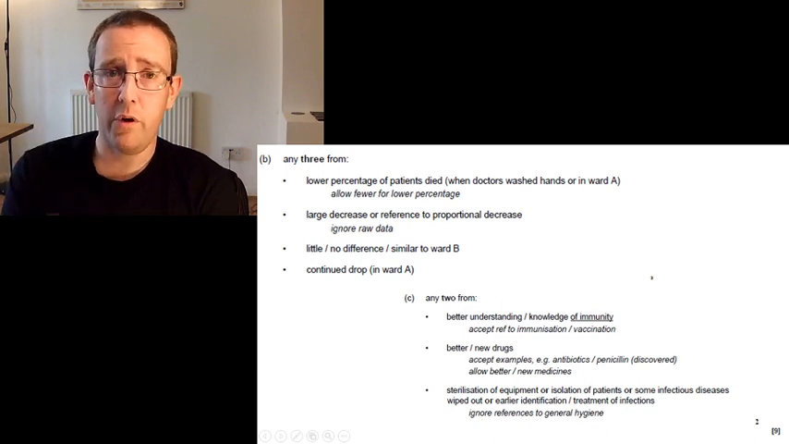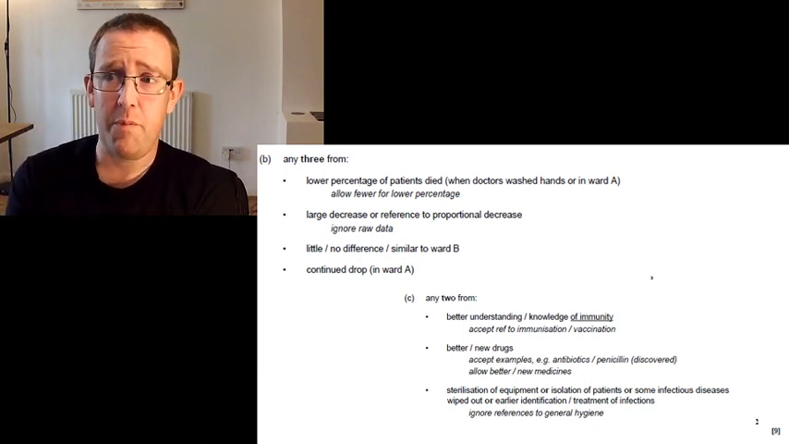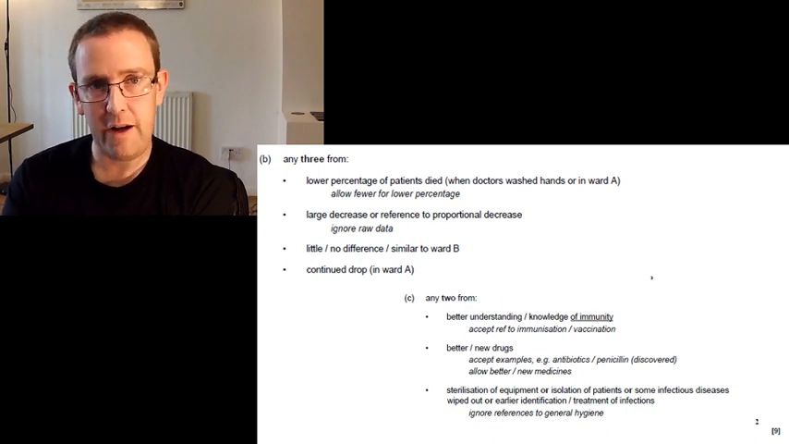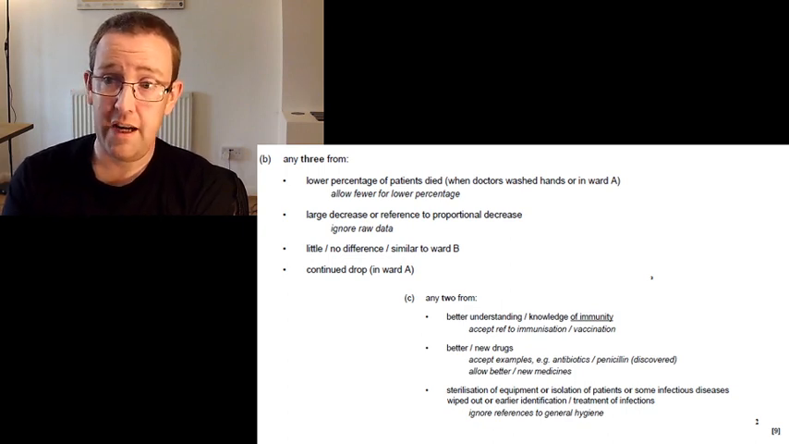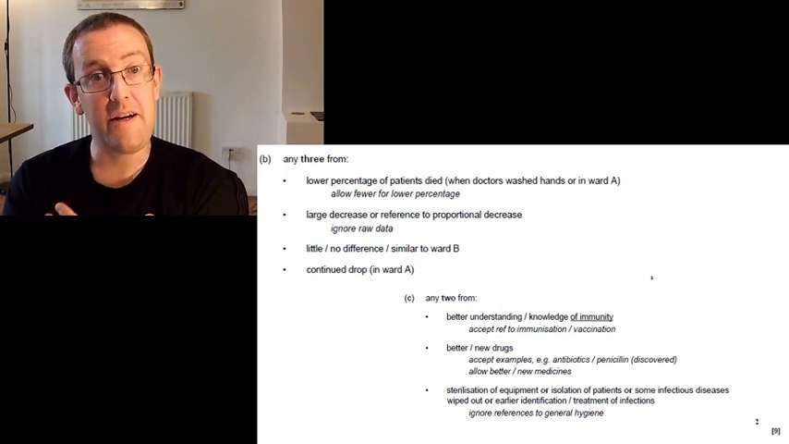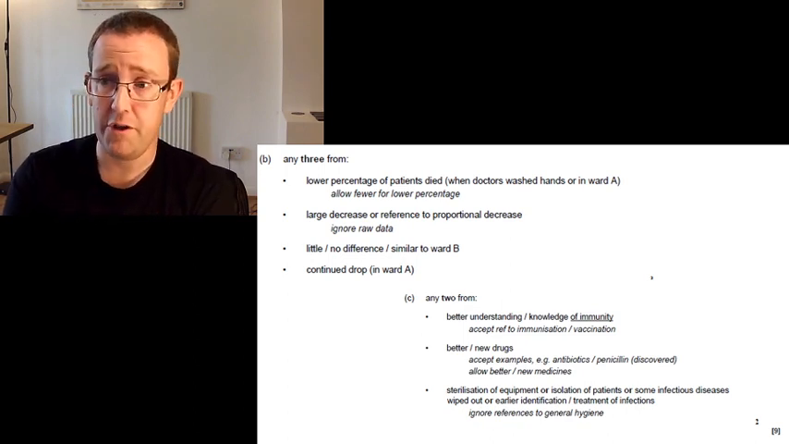So your first ones, your 3 marks there: lower percentage of patients dying when the doctors wash their hands. Obviously, that's just stating what happens. Large decrease or reference to proportional data. So it went down is important. There's little or no difference between A and B now. So the doctor-led ward and the nurse-led ward are about the same. And there's a continued drop in Ward A. So it drops and then it continues to go down, which is marvellous.